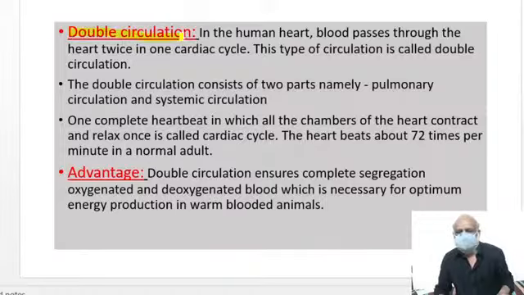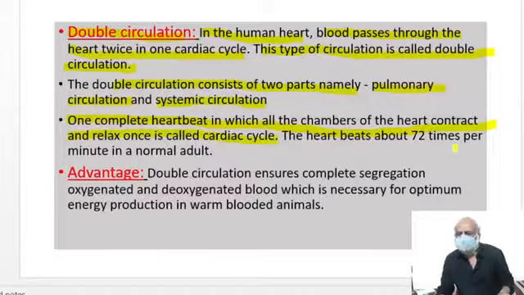Double circulation. In the human heart, blood passes through the heart twice in one cardiac cycle. This type of circulation is called double circulation. The double circulation consists of two parts, namely pulmonary circulation and systemic circulation. One complete heartbeat in which all the chambers of the heart contract and relax once is called cardiac cycle. The heart beats about 72 times per minute, as we know, in normal adult.